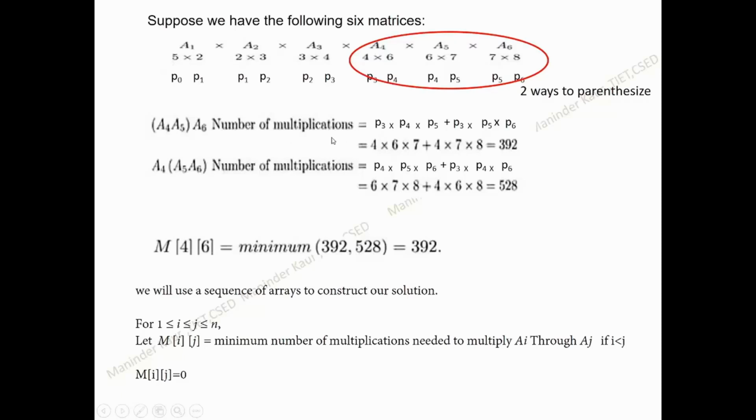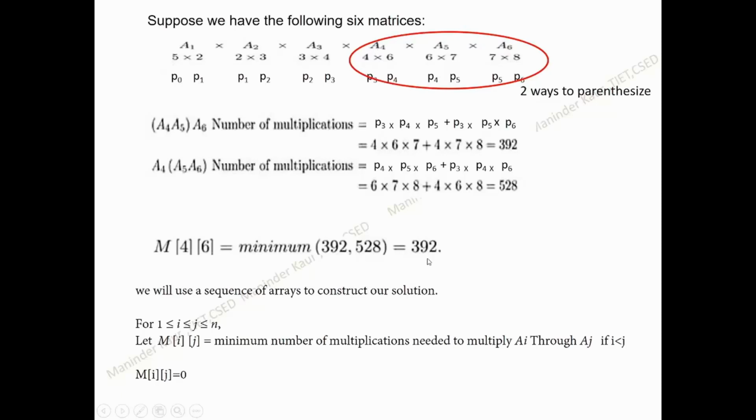Now the number of multiplications in the first case, if you count, is 392. The number of multiplications in the second case is 528. Now what is the optimal number of multiplications? Take the minimum of these two. So the optimal number of multiplications, that means the minimum number of multiplications required to multiply the matrices A4 into A5 into A6, is 392.